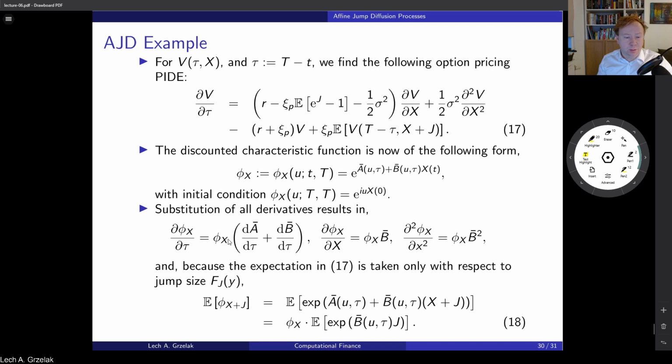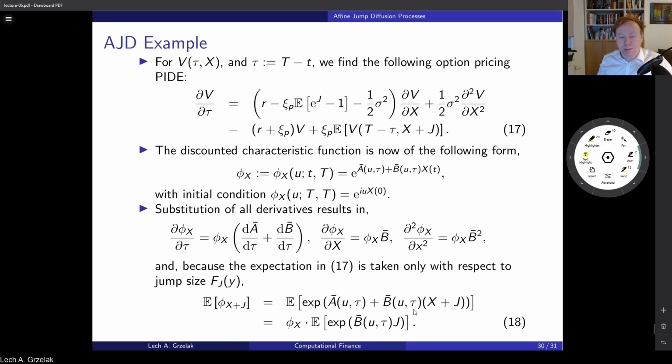We can just calculate those derivatives as we have in this expression. So we have here the derivative of phi, the derivative of A with respect to tau and B with respect to tau, the same as we have done for the Black-Scholes case. And the only term which is different is this expectation. We have the characteristic function of x plus J, which by definition would be just A plus B times x plus J.